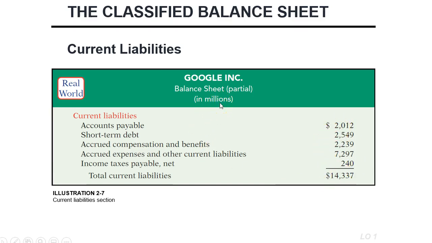So notice that we get a total for the current liabilities section. Again, these numbers are in millions. So they have about $14.3 billion worth of current liabilities.